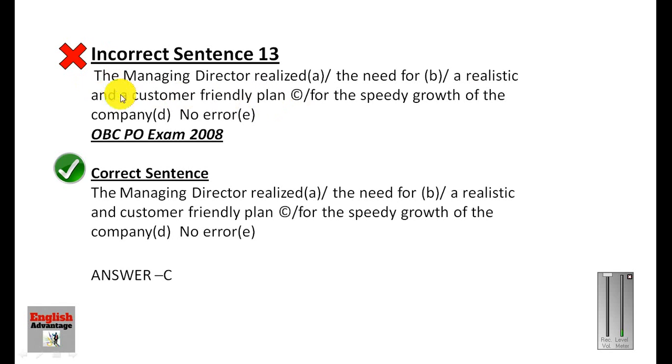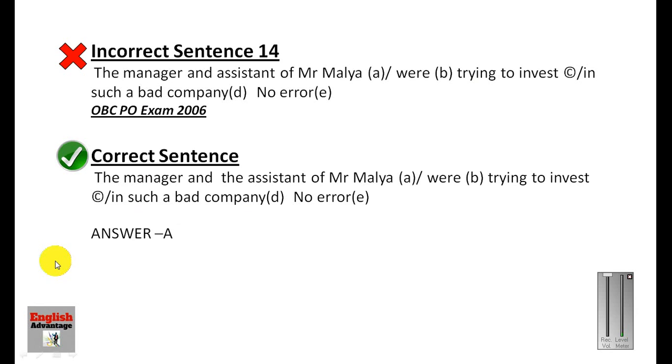So this A will not come here. A will come only once. So that is why this is the problematic part. The answer would be C. The managing director realized the need for a realistic and customer friendly plan. So the answer would be C. This is also a very important question and has come in the OBC Bank PO exam 2008. Now let us see the next question.